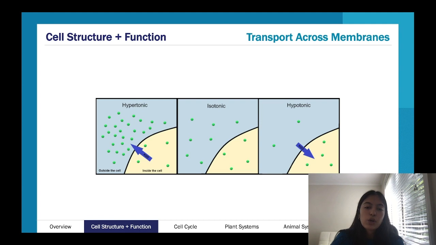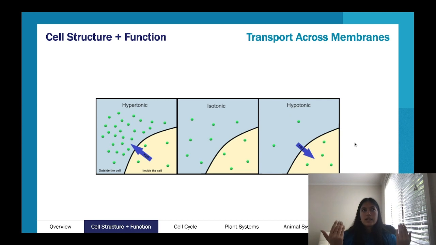If something is isotonic, they're pretty equal. So outside, there's the same amount of solute as inside. Remember, water will still move, but the net movement will be the same. So the amount of water going out is the same going in. Hypotonic, you're probably seeing where I'm going with this. It's the opposite. Hypo, lower. There's a lower amount of solute outside than there is inside the cell. Therefore, we're going to see water come in.